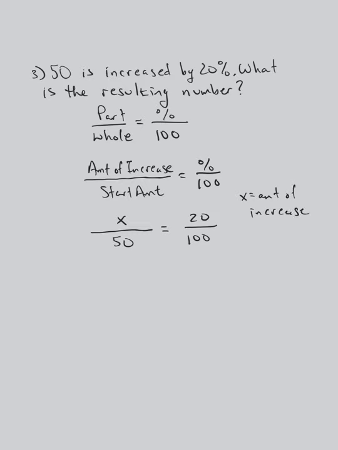Okay, and so now we have our proportion. And so here's our two cross products that we can equate. All right, and so our first cross product is 100 times x, so 100x, and then 50 times 20 is 1,000, right? Yeah, is 1,000.